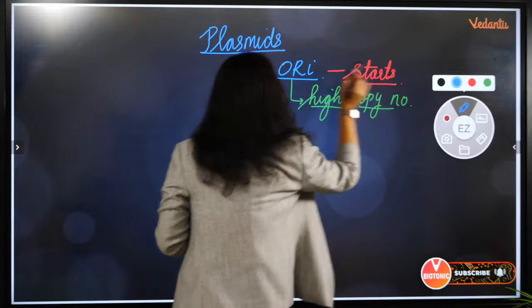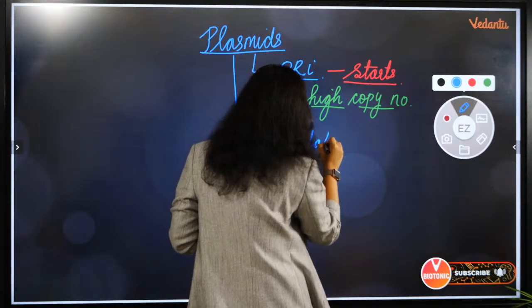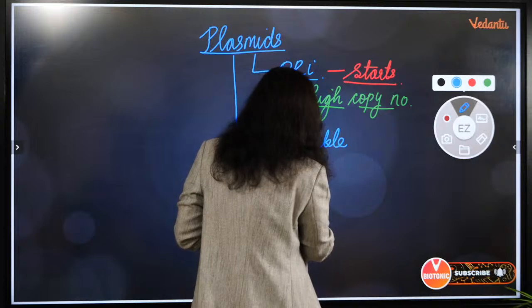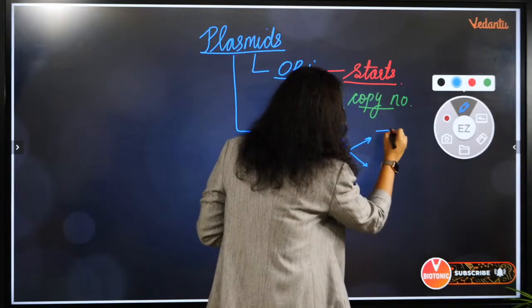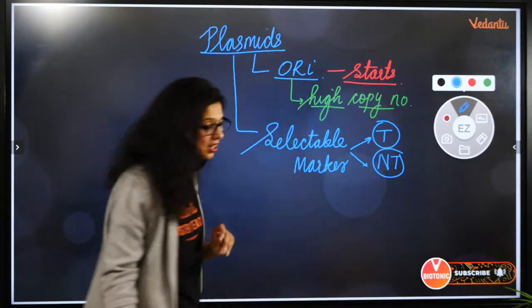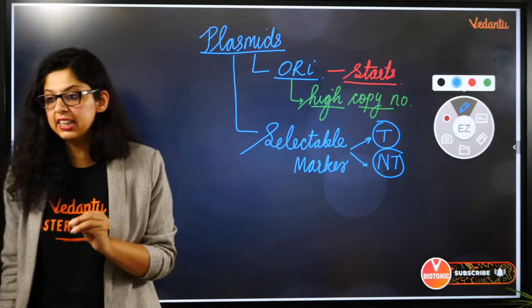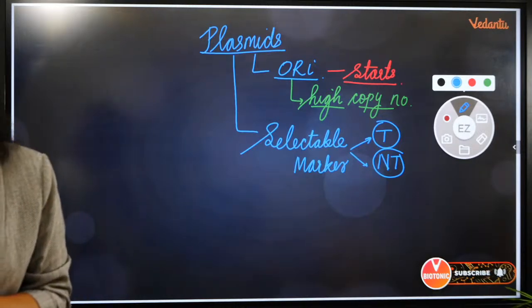After that, they do have a selectable marker. They do have something which is called a selectable marker. With the help of the selectable marker, we are able to distinguish between transformants and non-transformants. Very, very important. I will tell you all of this in detail. Is that clear?